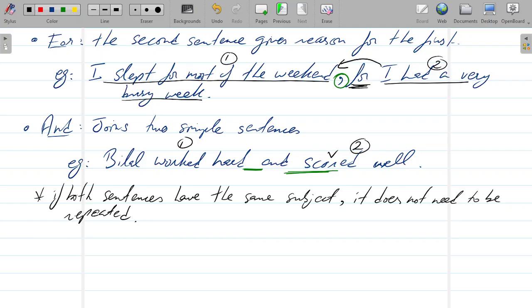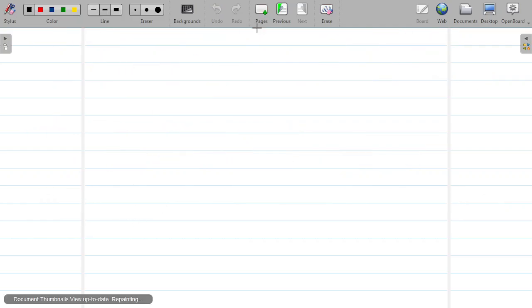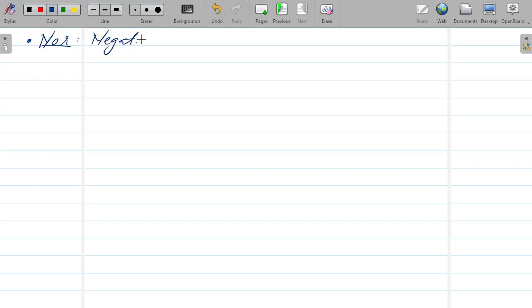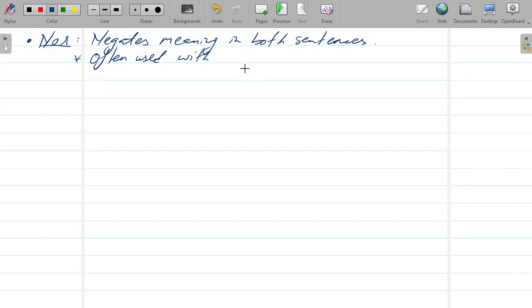Okay, then we go to a new page. The next one we have is "nor". In this case, when you add this, it negates meaning in both sentences. And it is often used with "neither".